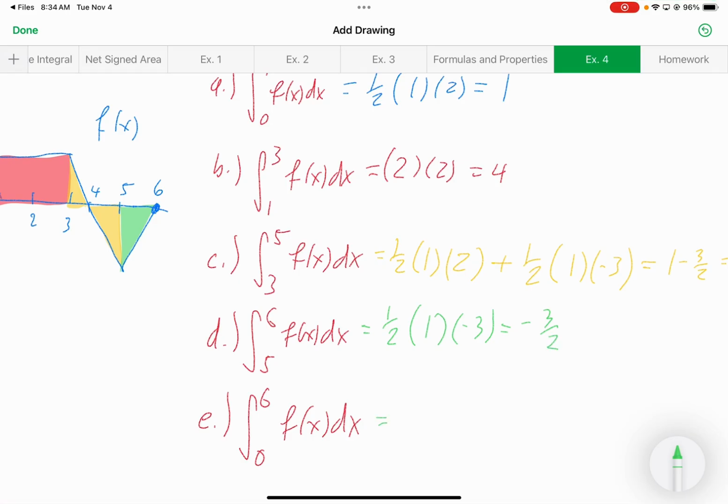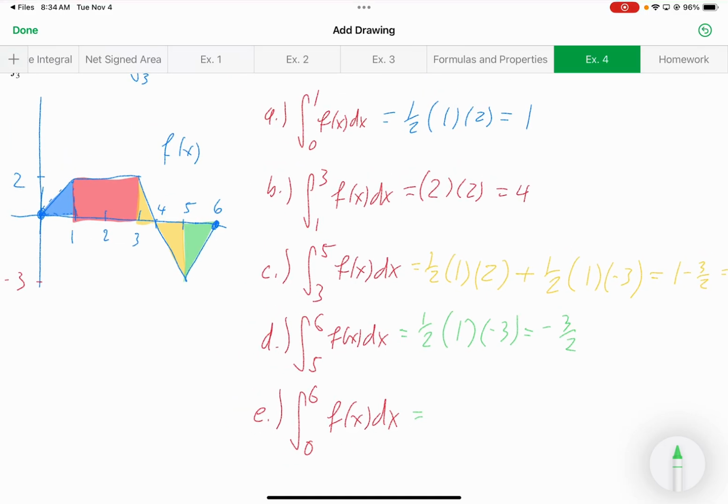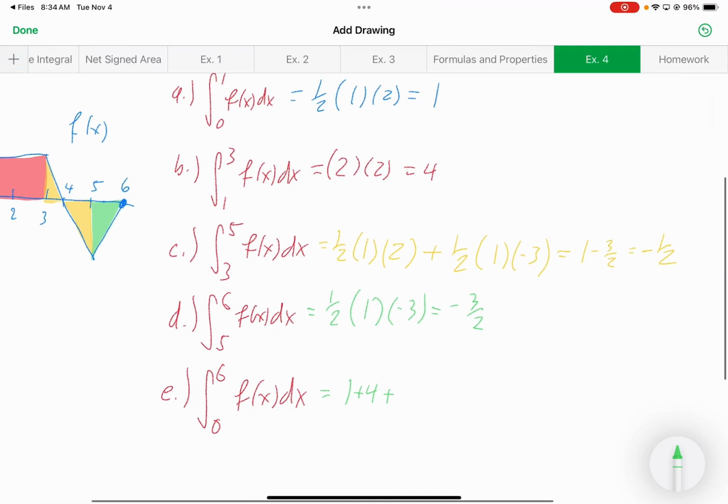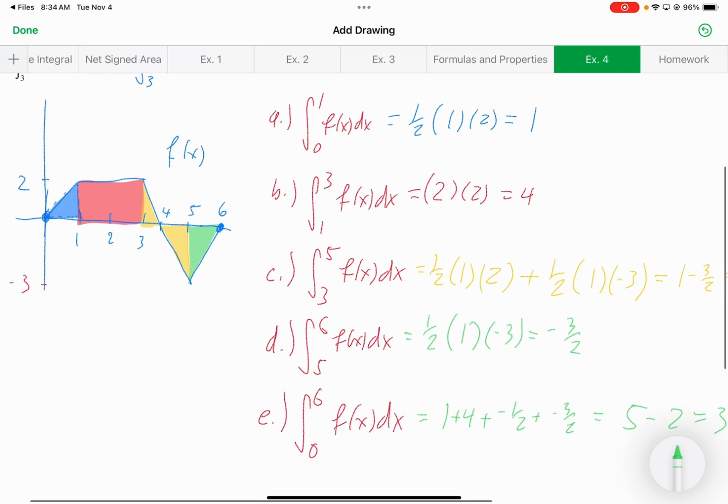So then what would I do for my area from 0 to 6? Yep, and I conveniently did it in such a way that it's completely partitioned. There's no overlap between any of those. So I would just need to add all of them together. So 5 minus 2 gives me an area under the curve of 3.